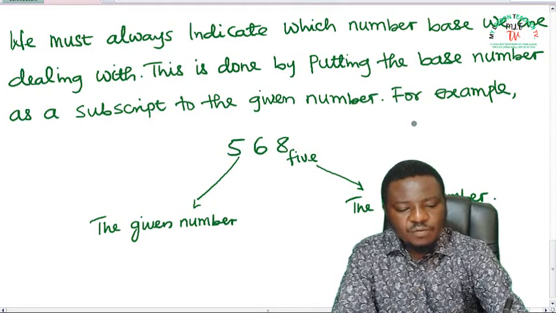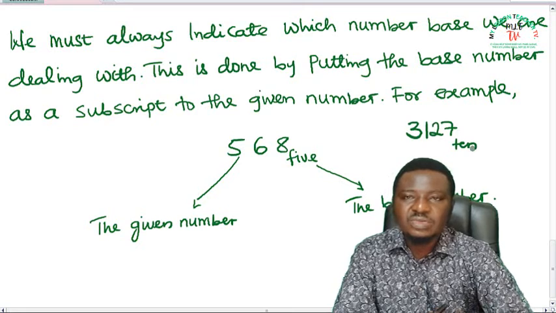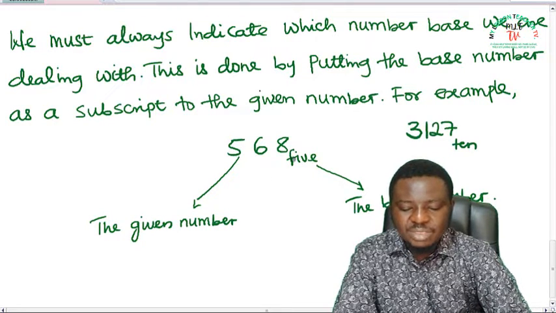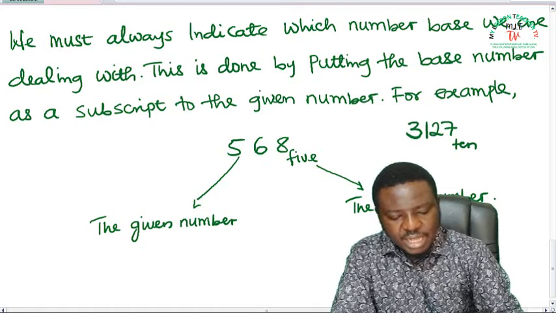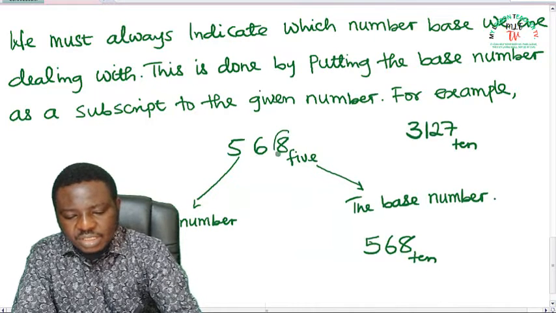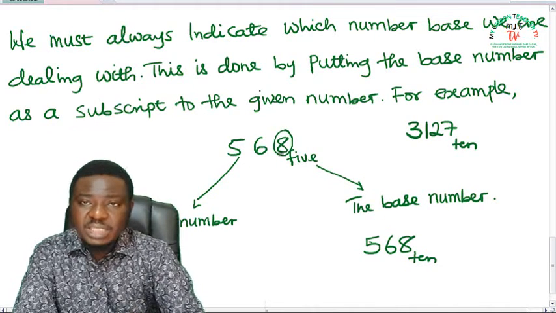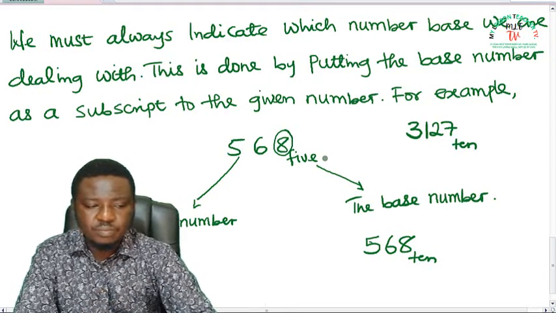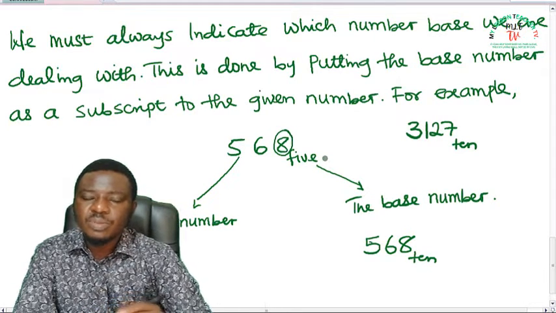Also, if you have 3127 in base 10, this is how it is written. Or if you want to write this in base 10, this can also be written as 568 in base 10. Although this cannot be in base 10 because 8 is not a digit in base 10, but this is just an illustration to guide us. So let's take some examples.